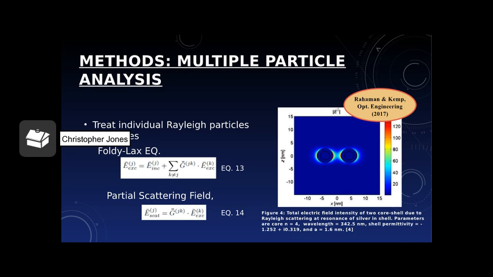For multiple particle analysis, individual Rayleigh particles are treated as dipoles. From the expanded form of the partial scattering field equation, it can be shown that this term results in a summation seen in equation 13. Figure 4 demonstrates two core shell nanoparticles due to Rayleigh scattering.